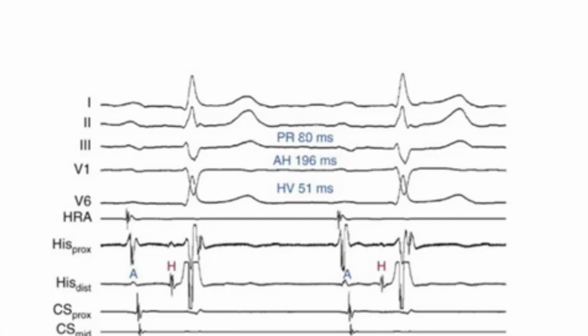So we have a PR of 208 milliseconds. Go ahead. No, go on. Sorry. So we have a PR of 200 milliseconds, so we know there is a first degree. The normal AH is 55 to 110, so we know it's prolonged, and HV is normal, 45 to 55. And the QRS is narrow here. So the diagnosis is first degree, and the delay is in the AV node.